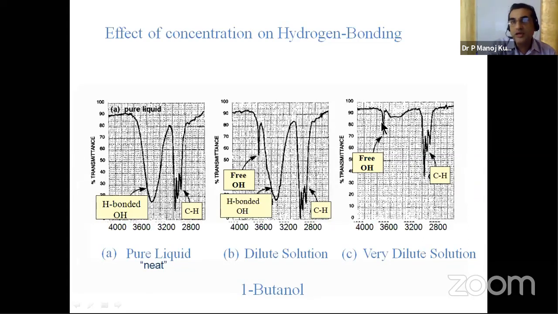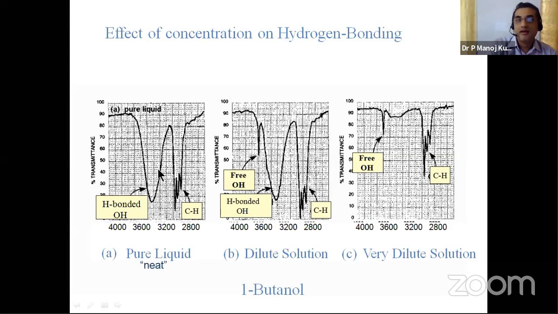And here what do you see? You are taking a very dilute solution. You are adding a lot of solvent molecules. For example, 1-butanol, I'm taking in, for example, hexane. I'm adding a lot of hexane molecules. So all the 1-butanol molecules are separate. So there is no hydrogen bonding at all. So you are getting a sharp peak and it is shifting to higher wave number.